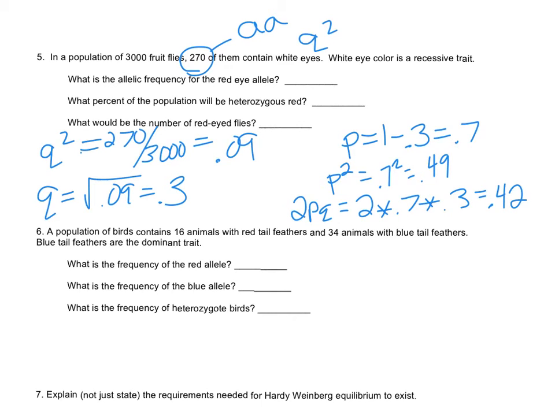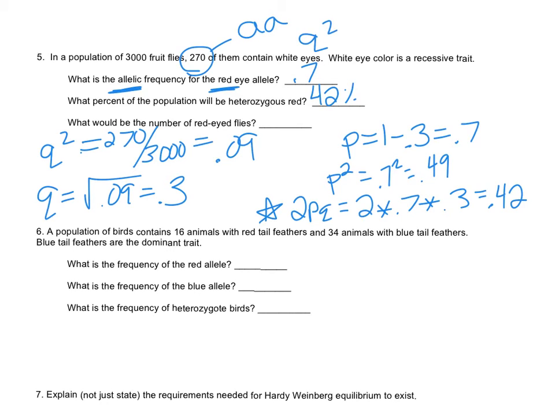So to answer the questions, what is the allelic frequency for the red eye allele? Well, I am being asked about the allele, so that's either P or Q. And it is asking me about red. Red is dominant, therefore that first question is asking me for P, 0.7. What percent would be heterozygous? Heterozygous is 2PQ, so I could say 42% or 0.42. In AP world, that's the same answer, 0.42 or 42%.